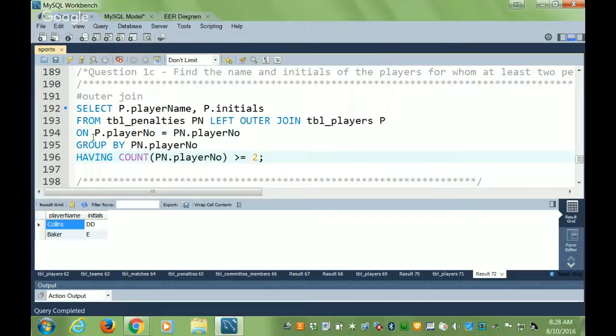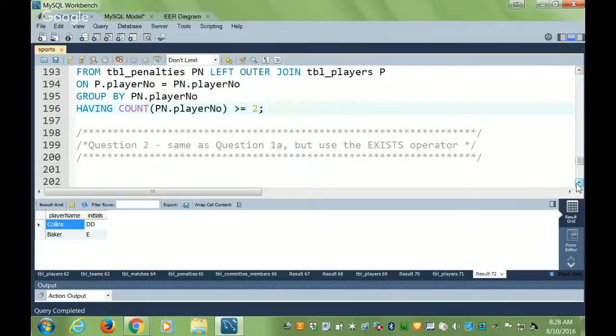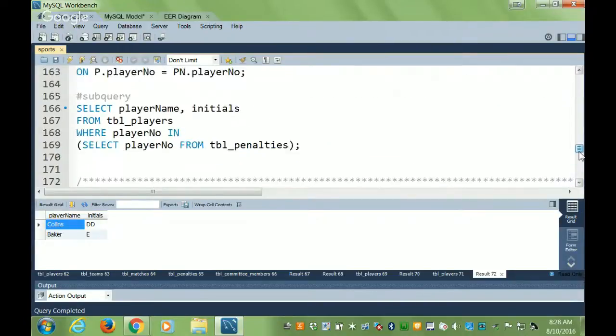Okay, in our case, just because it's an outer join, I can't use the word on there. Okay, where there, right? So that's people who have paid 2 penalties or more. And if you know how to do 2 penalties, you know how to do 3 or 4 or 5 or whatever. Okay.